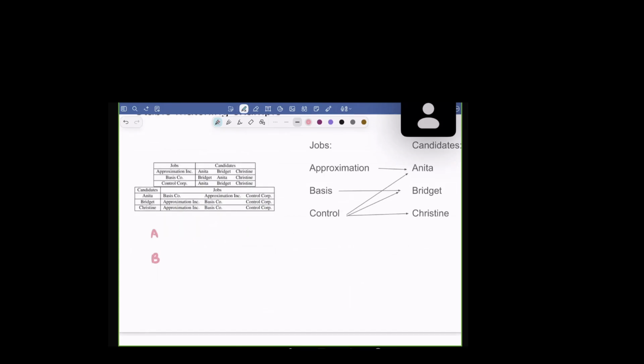So I'm just gonna write it out like this. These will be the jobs, and then these will be the candidates. And then they're all ABC. So on the first day, we're going to have the jobs send out offers. If you look at the ranking of the jobs, they're all going to first propose to the candidate that they have first. So Approximation is going to propose to Anita. Basis is going to propose to Bridget, and then Control Group is also going to propose to Anita.